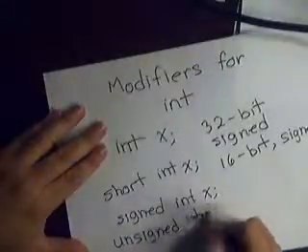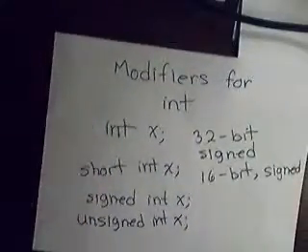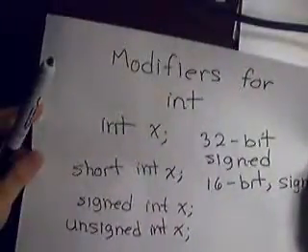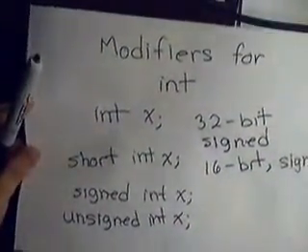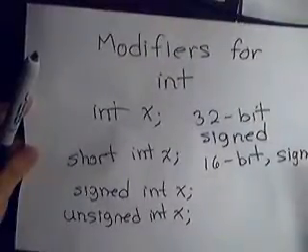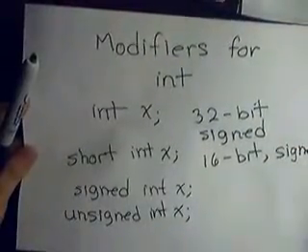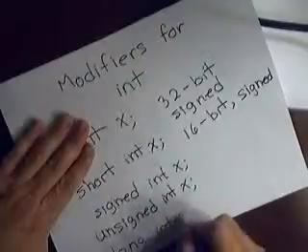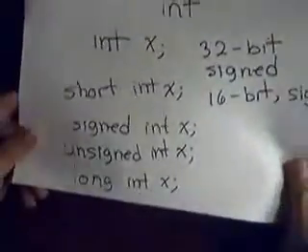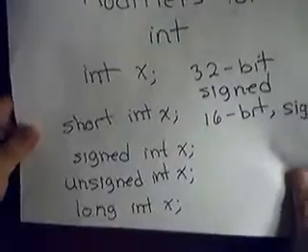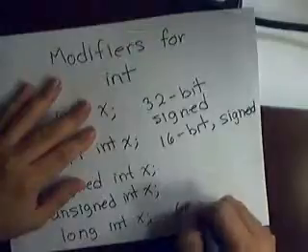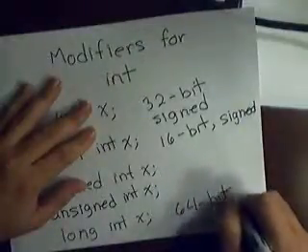Then we also have unsigned int x. This is the way we declare something so that we increase the range of positive integers that we can use. And the last one is long int x. Here long has the opposite effect of short. When we use the long modifier, we're going to go to 64 bits.